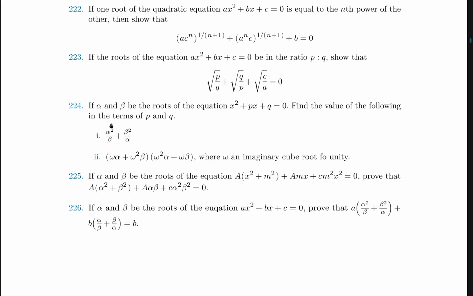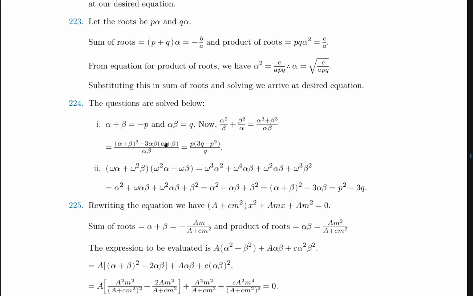Question number 224 says that if alpha and beta be the roots of the equation x square plus px plus q is equal to 0, find the value of the following in terms of p and q. So we have alpha square by beta plus beta square by alpha. Let's see the second one also. Second one is omega alpha plus omega square beta into omega square alpha plus omega beta, where omega is the imaginary cube root of unity. So from the problem we can say that sum of roots is minus p and product of roots is q.